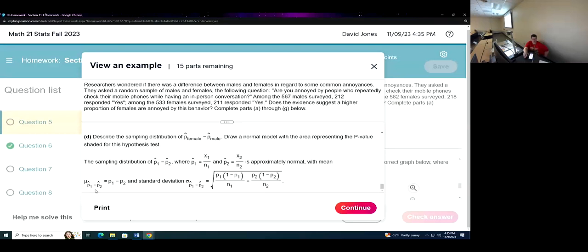And now notice it says the mean, it says P1 minus P2. It does not say P1 hat minus P2 hat. It does not want you taking your sample and deciding it. You should be going from H-naught for the first part. All right, so that's that.